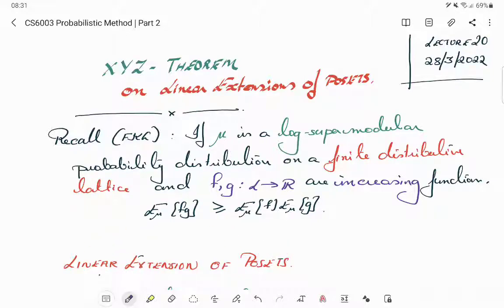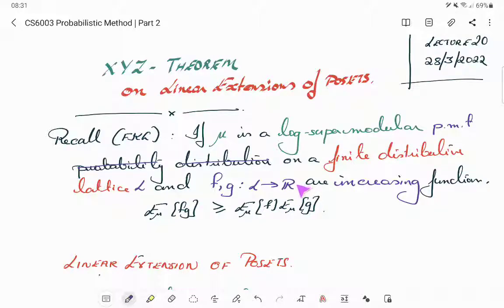We will see what that is, but let's quickly recap. We are going to prove this XYZ theorem by applying the FKG inequality. Just quickly recall what the FKG inequality was in its quote-unquote memorable form. The FKG inequality says that if mu is a log supermodular probability distribution, or a log supermodular PMF, probability mass function, on a finite distributive lattice L, and f and g are both increasing real valued functions.